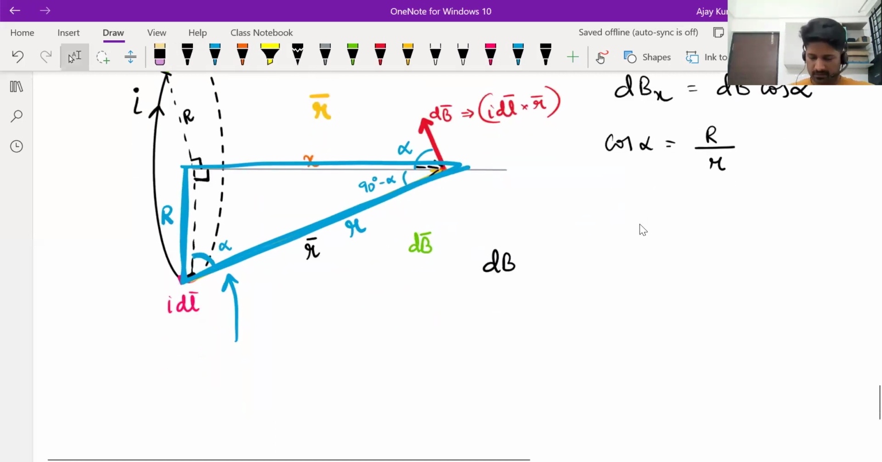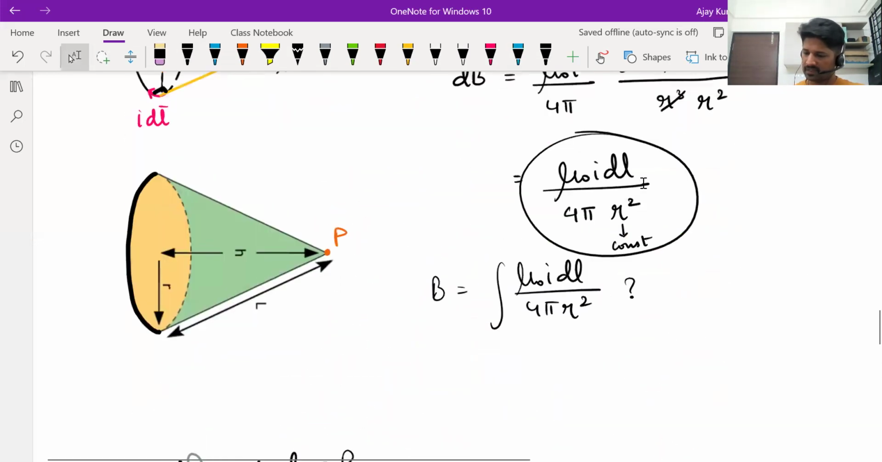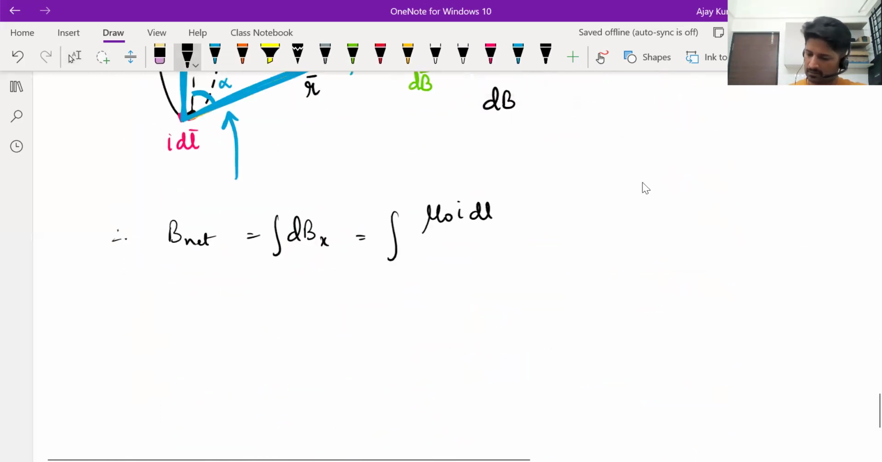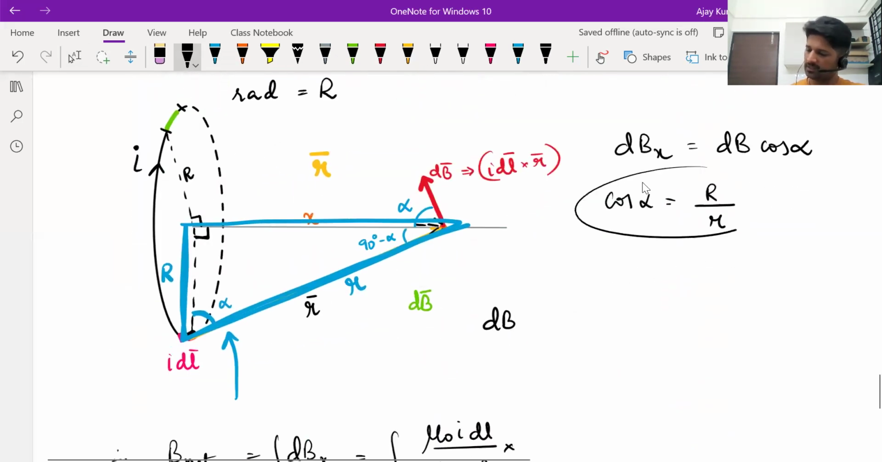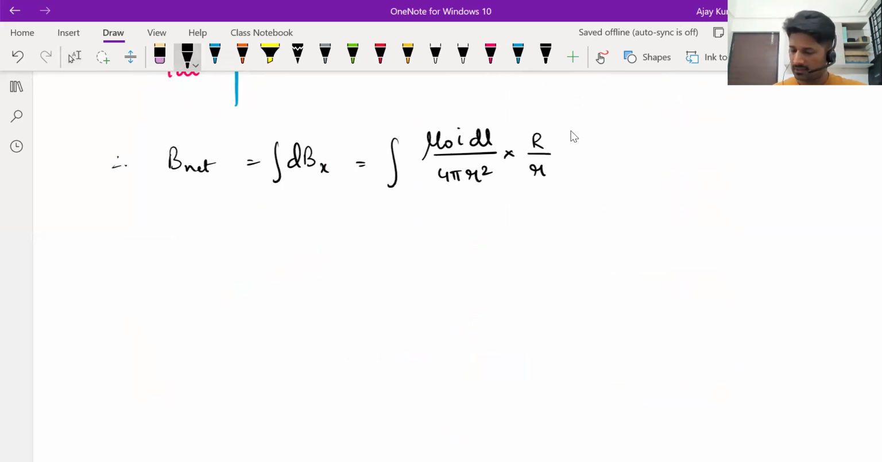Therefore, the net magnetic field, which is the integral of the x component of dB, becomes the integral of how much was dB? Mu naught I dl by 4 pi r square. And you have to take its x component, so you'll have to multiply with cos alpha, which is capital R by small r. That's all. So finally, we have gotten somewhere.